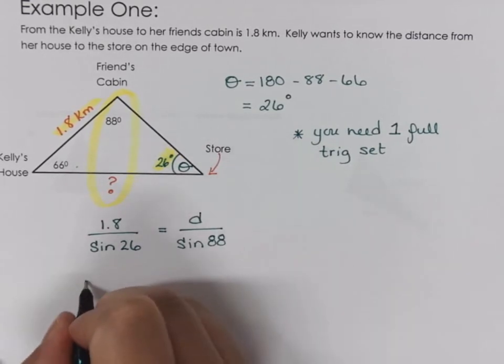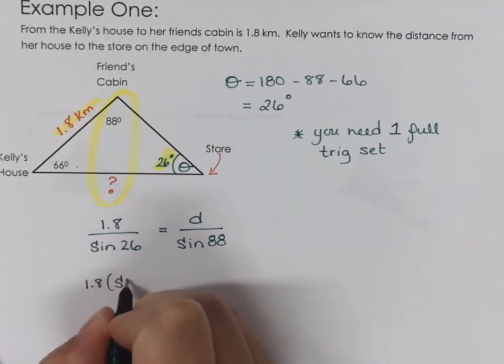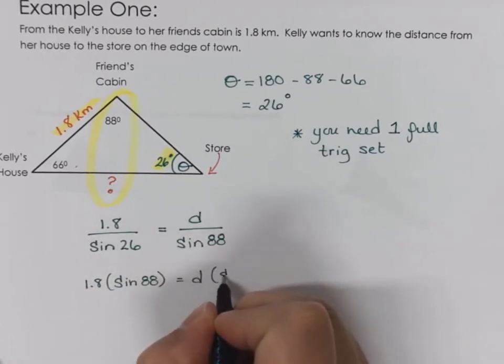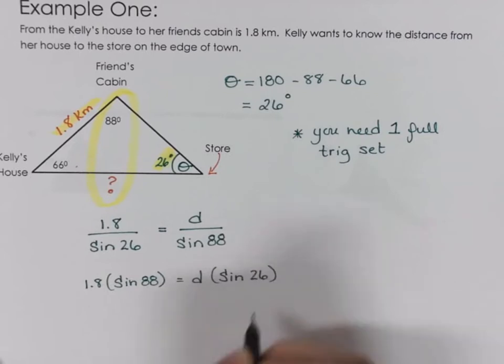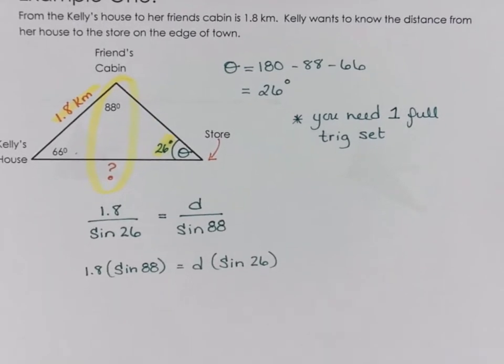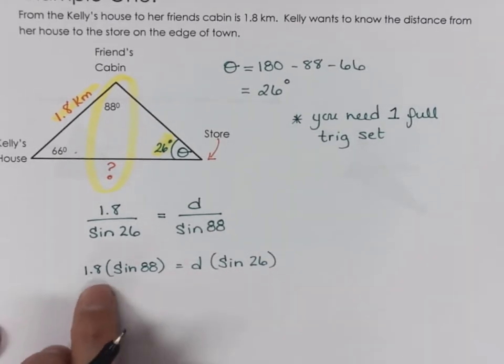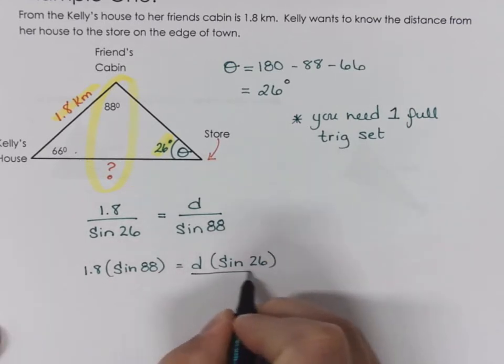So that's going to be 1.8 times sine of 88 equals D times sine of 26. That is the act of cross-multiplying. Notice that there is no longer any denominators. Now I want to get D by itself. So what am I going to do? I've got to divide out, right? Please note that this is cross-multiplied, and now I'm doing more math on top of that.